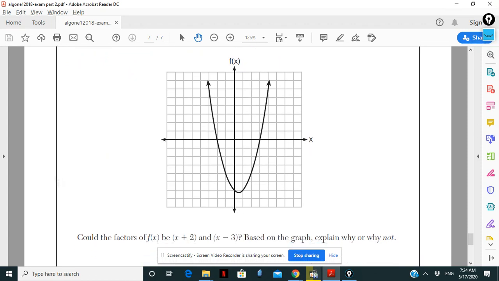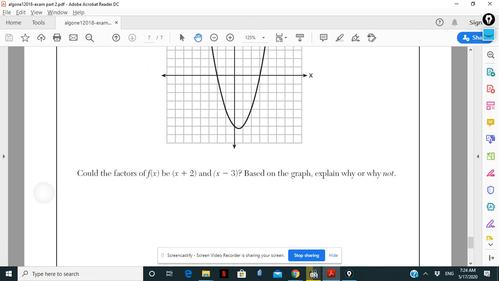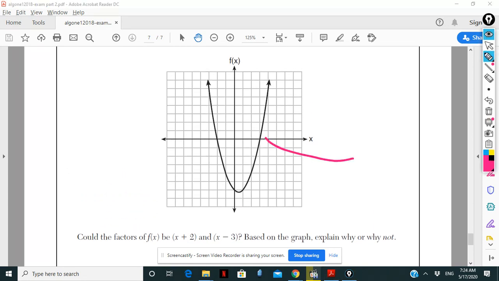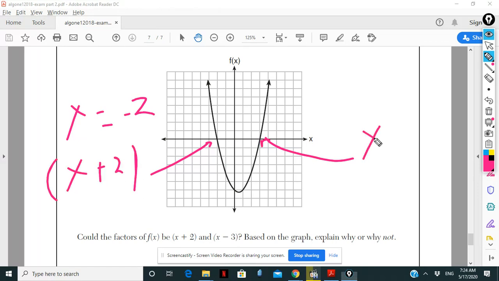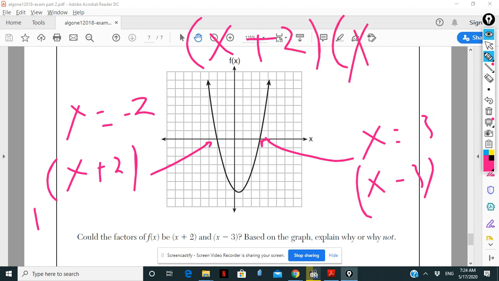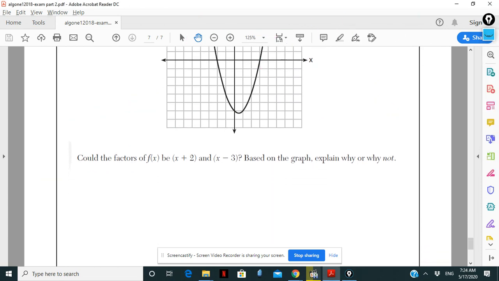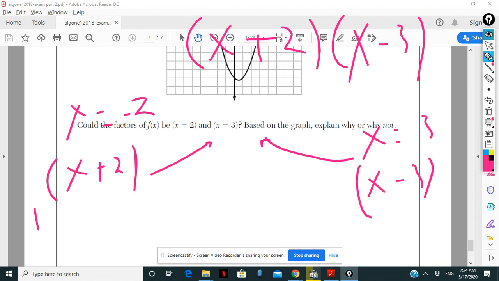Now, question number 32. He's giving us this graphed function, and he asks, could the factors of f(x) be x plus 2 and x minus 3? So in that case, I have to first find the zeros from the graph. Here x equals -2, so when I go back, x plus 2. Here it's x equals 3, so x minus 3. So at the end, the equation should be (x plus 2) times (x minus 3). Now, are they factors? Yes, because I got them from the graph.